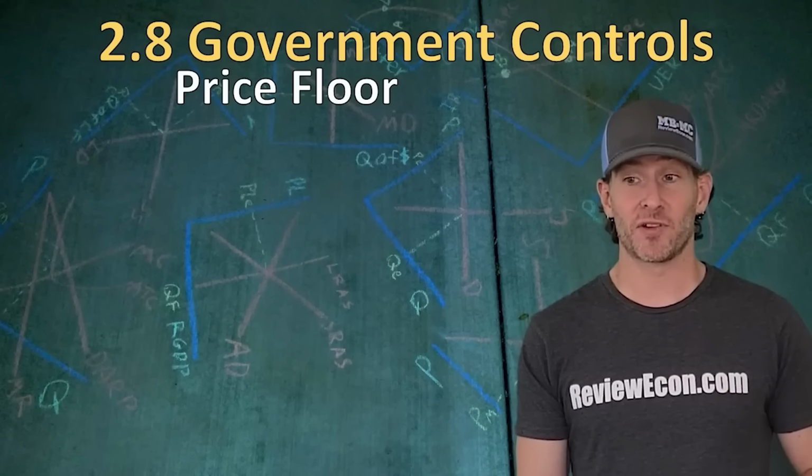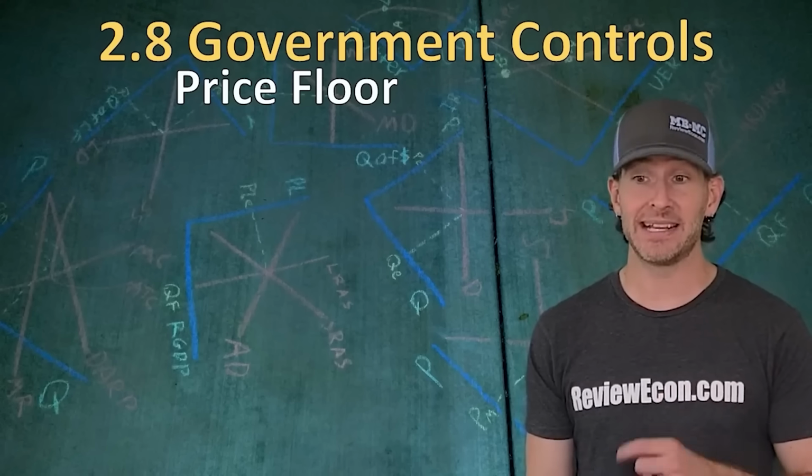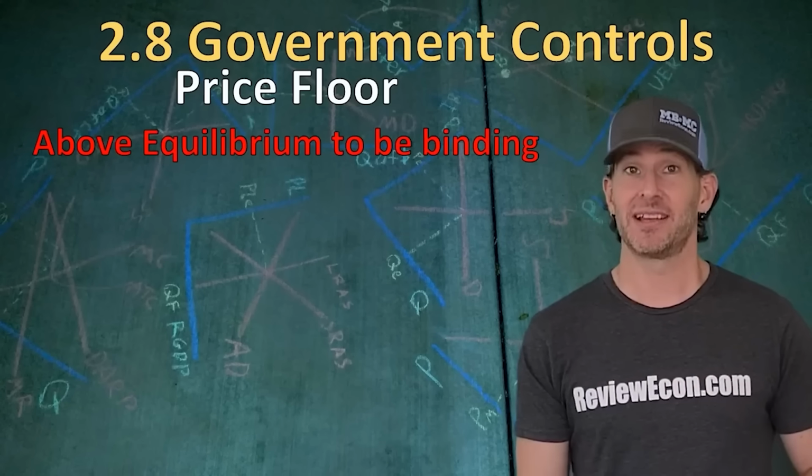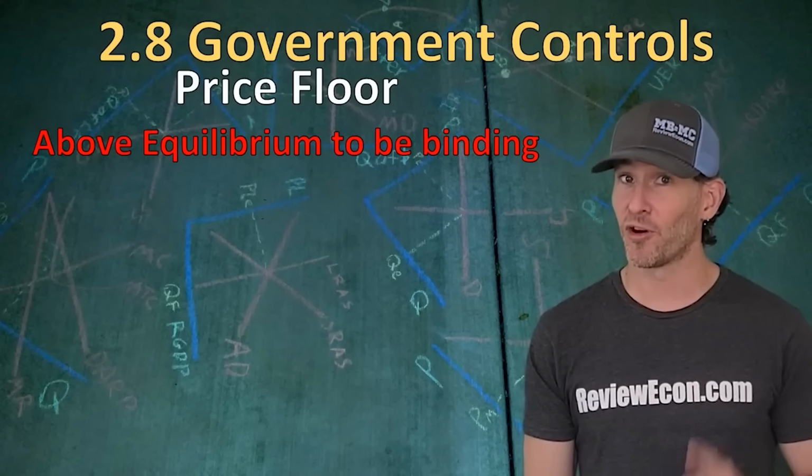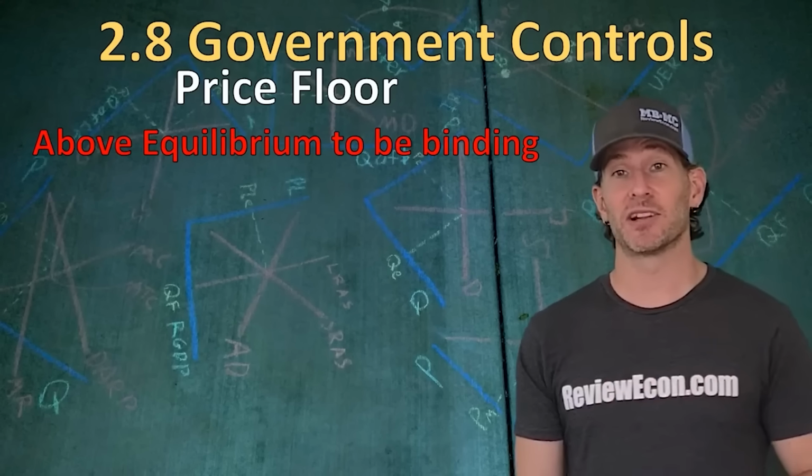If a price floor is going to be effective or binding, it must be above equilibrium. That's right, the floor is up high. Here's what it looks like on the graph.